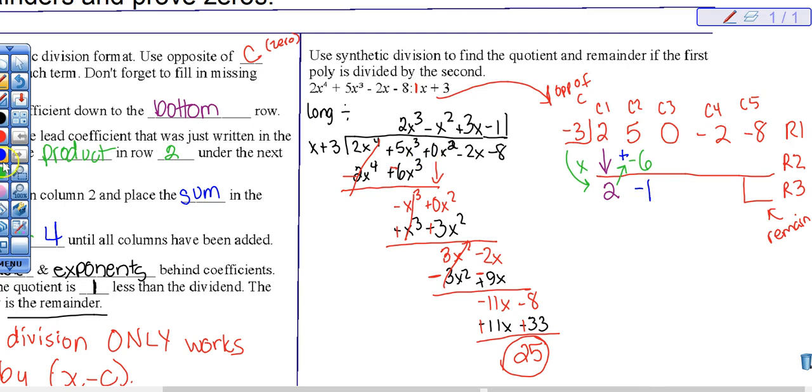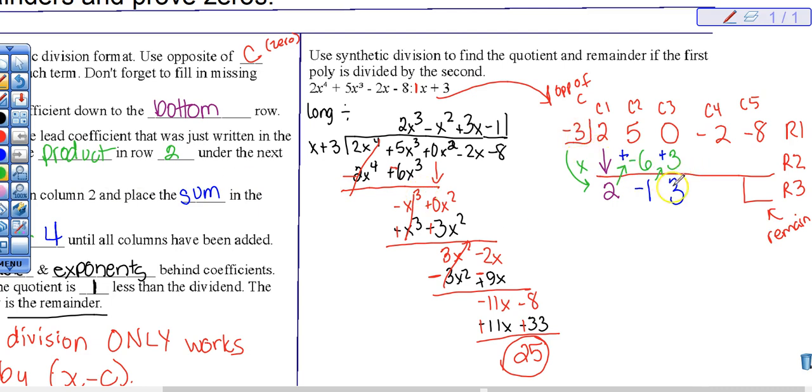Okay, questions? All right, I'm going back to my green pen then. And we go do it again. Now we're doing -3 times -1, which is +3. And we're going to stack it underneath the next coefficient. Then we switch to blue pen. And we are going to add those two numbers. 0 plus 3 is 3. Back to green.